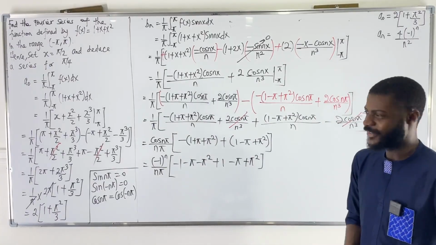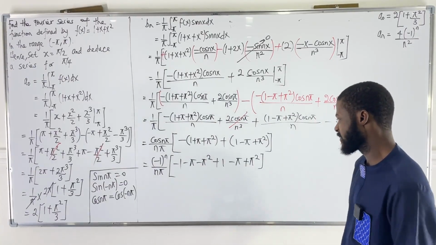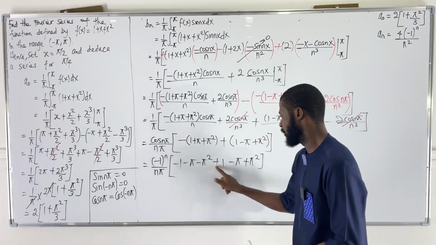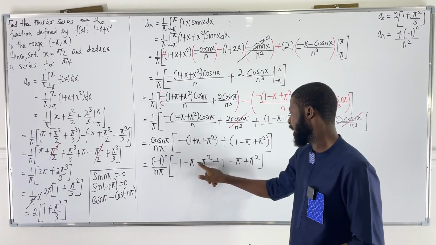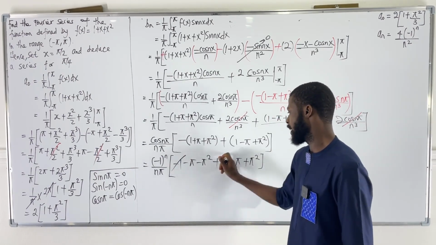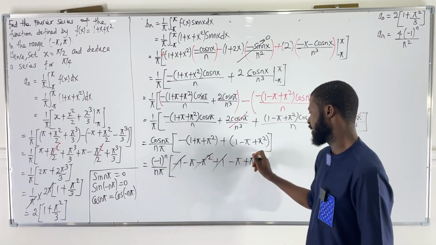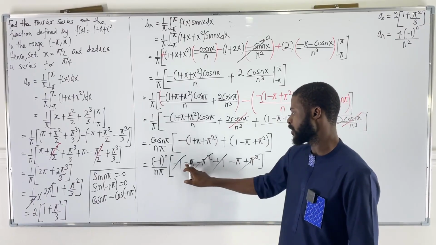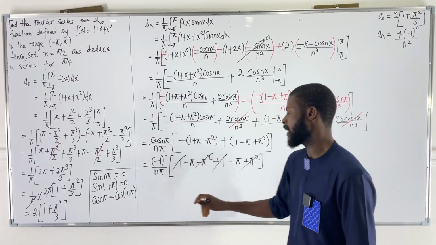Now what's going to happen here? Something beautiful. Some guys will be cancelling out. Minus 1 plus 1 is gone. Minus pi squared plus pi squared is also gone. So what's remaining is minus pi minus pi.